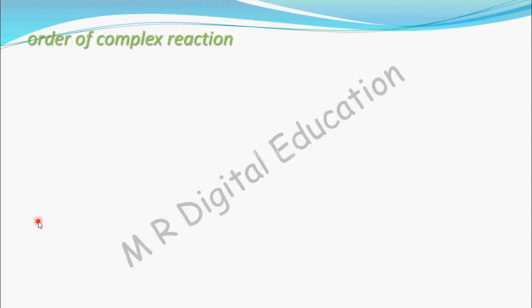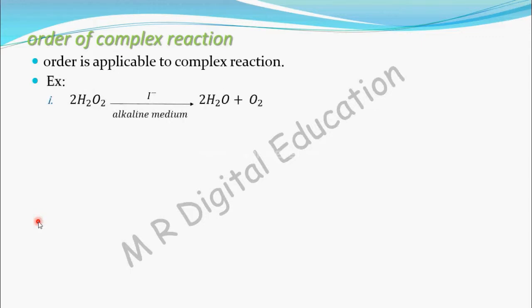Now, order of complex reaction. Complex reaction is a multi-step reaction. How to find the order of this multi-step or complex reaction? Order is applicable to complex reaction. Let's see how, through an example.